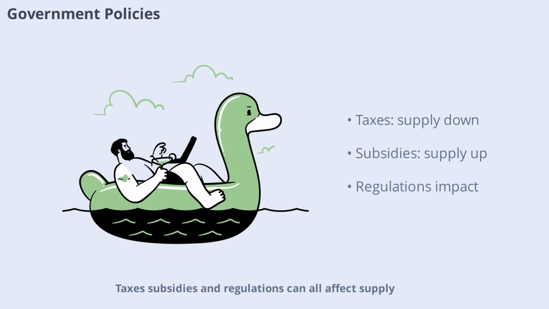Taxes, subsidies, and regulations can all affect supply. Taxes increase production costs, shifting supply left. Subsidies lower costs, shifting supply right.